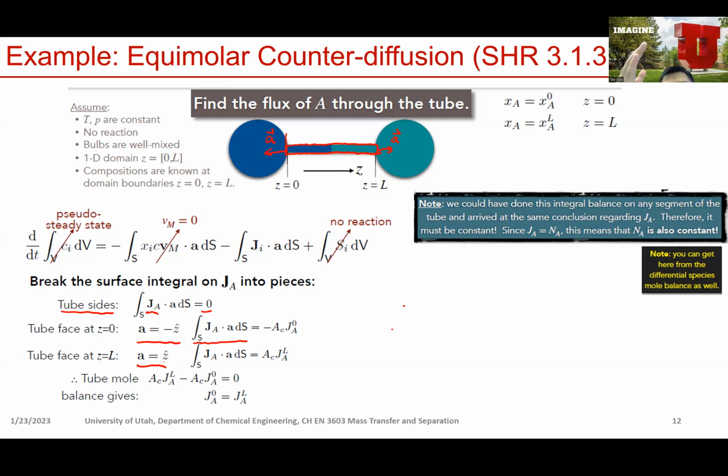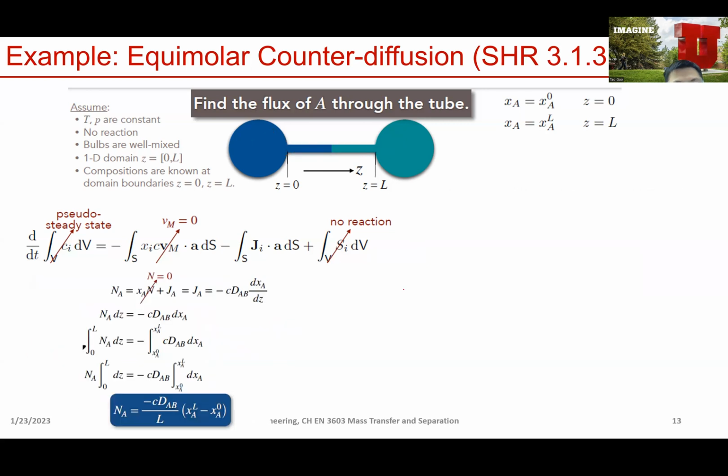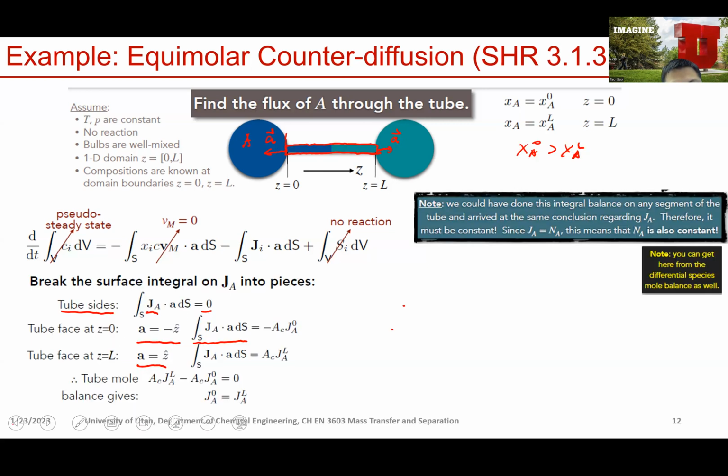This is where we need to make an assumption, right? Let's say initially we have higher concentration on the left-hand side, let's say XA naught is larger than XAL. That means we have higher concentration at the left bulb and lower concentration at the right bulb, then overall flux will happen from left to right, right? So our JA, I'm just going to write it here. So JA will be in this direction.